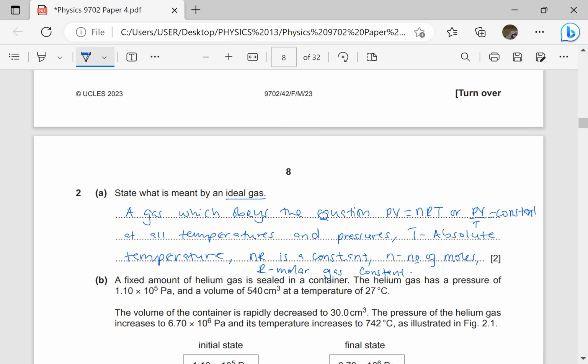I'm just writing a lot because I want to exhaust everything that the examiner may be looking for in this particular question. The examiner may want to see that you know that this gas obeys the equation PV is equal to nRT. But he might also want to know that this temperature T is thermodynamic temperature or absolute temperature. And also the constant is nR, where n is the number of moles and R is the molar gas constant.